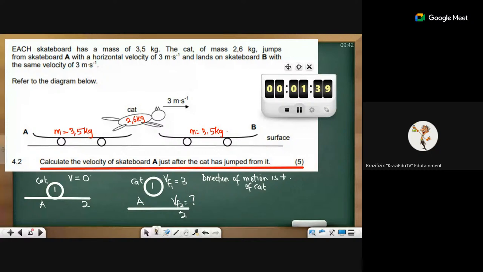I want us to see something nice. Something nice might actually happen here. I see this question, beautiful. Come, everybody. Write your formula, substitute. We know the masses, you know the mass of the cart, you know the mass of the trolley.